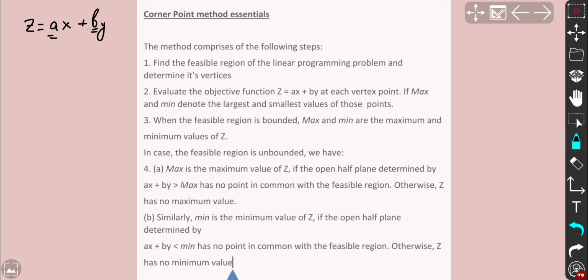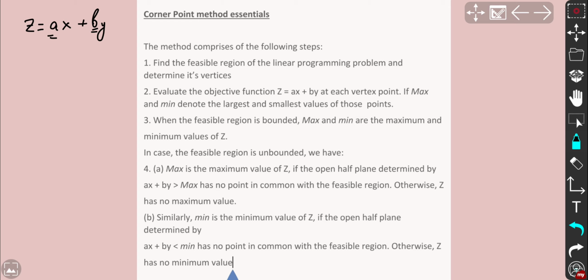All right, so here I'm going to discuss the corner point method, and go through the steps that you need to follow in order to successfully solve any linear programming problem. This is a ready-to-use manual for having success in solving this sort of problem. Okay, so I'll go through the steps quickly. The method comprises the following steps.